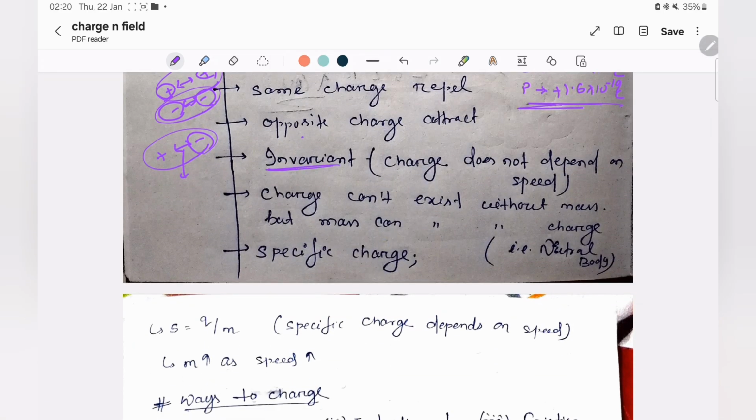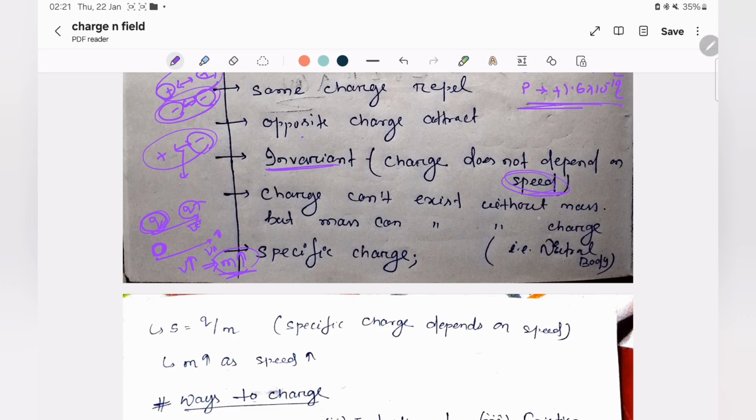Now, charge is invariant, it does not depend on speed. If there is a charge Q and it moves with a velocity v, it will remain the same charge Q, it will not change. But if we talk about an object O moving with a velocity v, then its mass increases. As we increase the velocity, the mass of an object also increases. But charge is invariant with speed. If speed changes, it has no impact on the charge.